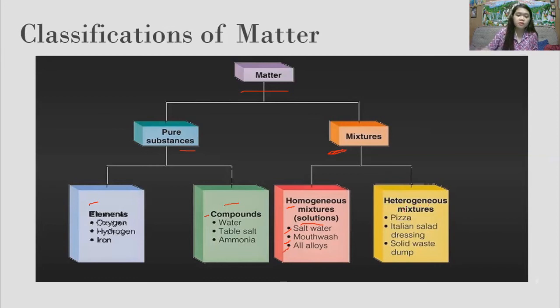Then heterogeneous mixtures are mixtures that have non-uniform or irregular composition. When we say irregular composition, it doesn't have the same proportion of its components throughout any given sample. Examples are pizza, Italian salad dressing, and a solid waste dump. As you can see, the proportion of its composition is very visible in appearance.